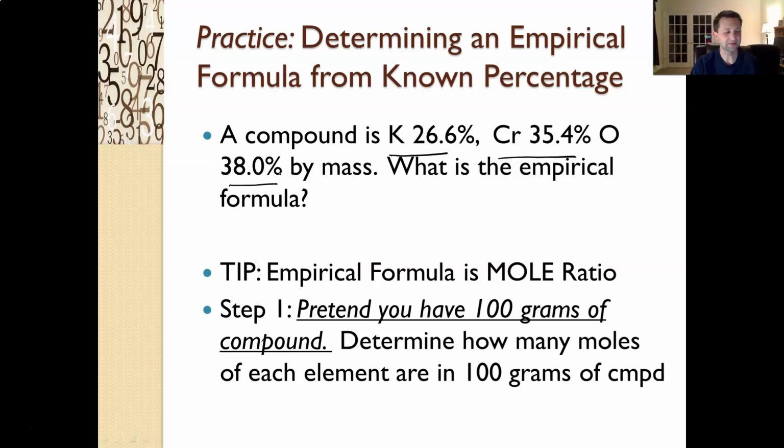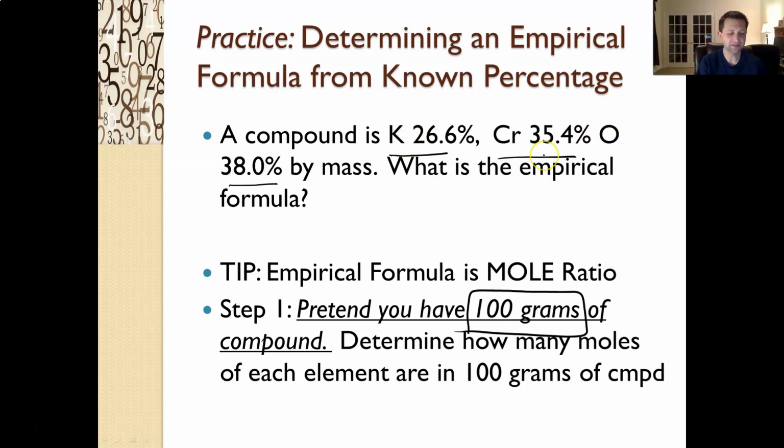So what we have to do here is do one initial step first. I don't really know what my mass of my sample is, but ultimately it doesn't matter because I know what the percent composition is of that. So whether I have 2 grams, 50 grams, or 100 grams, it's always 26.6% potassium, 35.4% chromium, and 38.0% oxygen, right? So what I can do to make my life as easy as possible is pretend you have 100 grams of your compound. If I have 100 grams of my compound, then it's really easy to figure out what the mass of each of these things would be to convert it into moles.